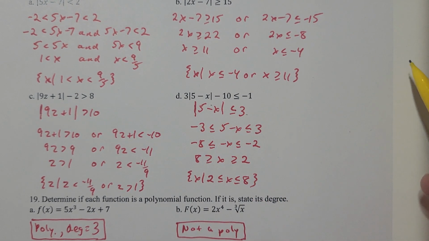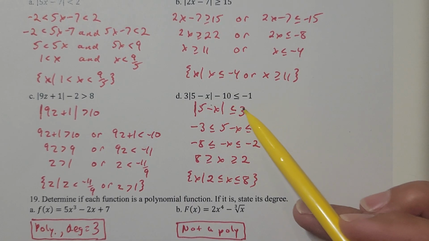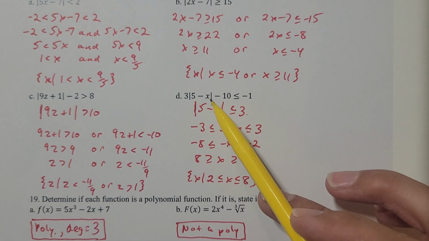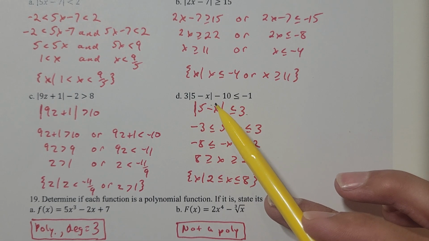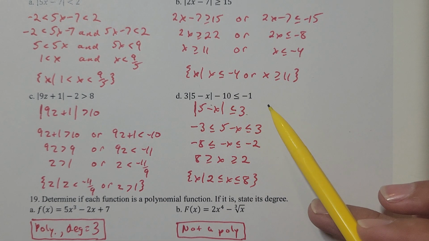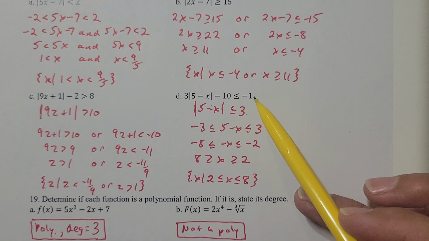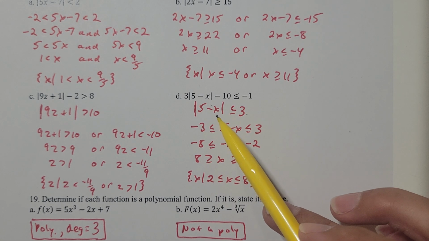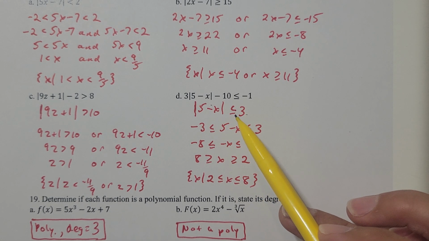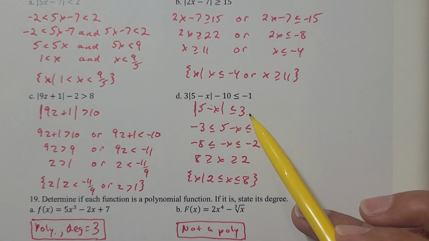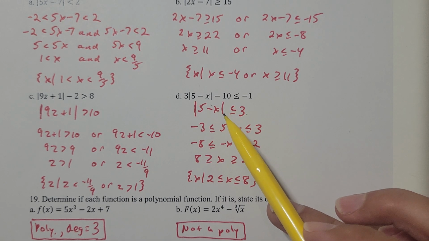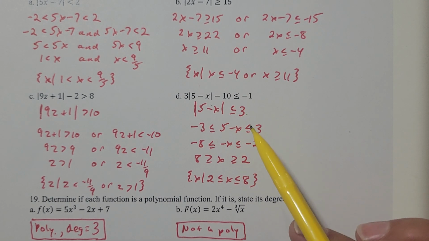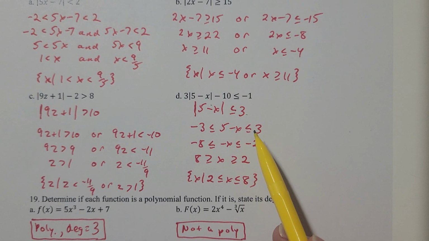Now in part D, we have this inequality here. Let's go ahead and get the absolute value of 5 minus x all alone on the left. So if I add 10 and then divide by 3, -1 plus 10 is 9, and 9 divided by 3 is 3. So the absolute value of 5 minus x is less than or equal to 3. So because the sign is facing away from the absolute value bars there, with it being a less than or equal to, then I'm going to have a compound inequality.